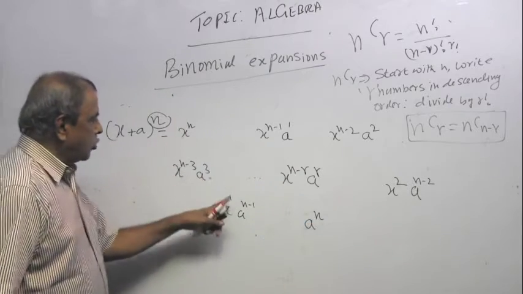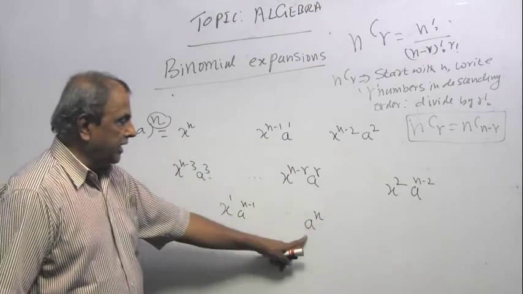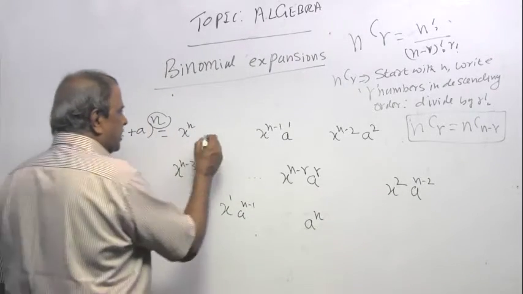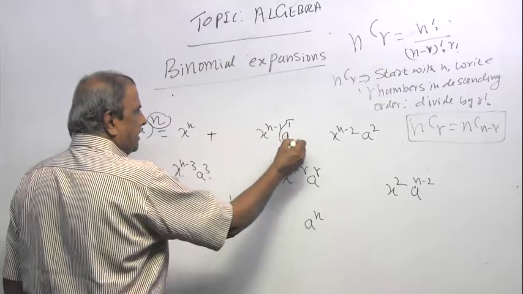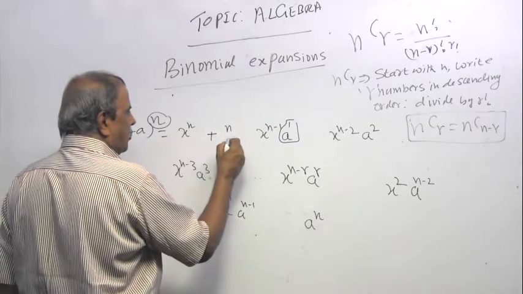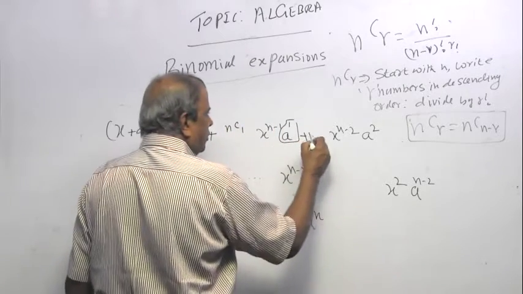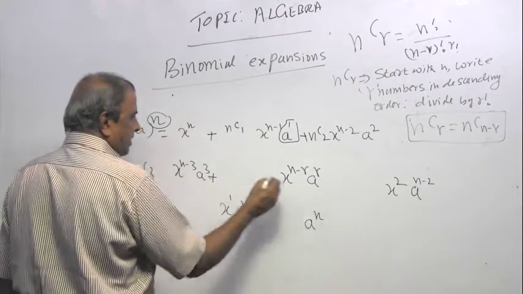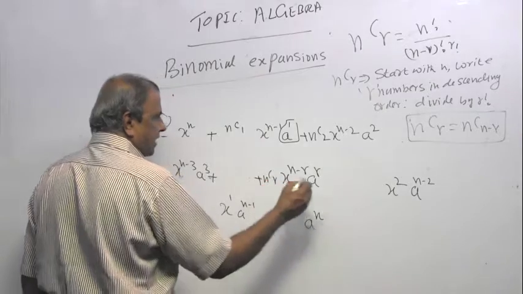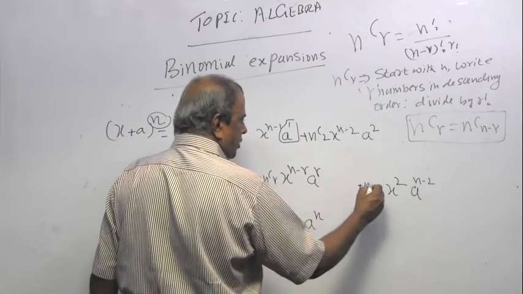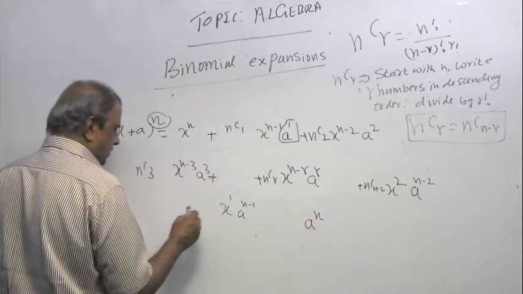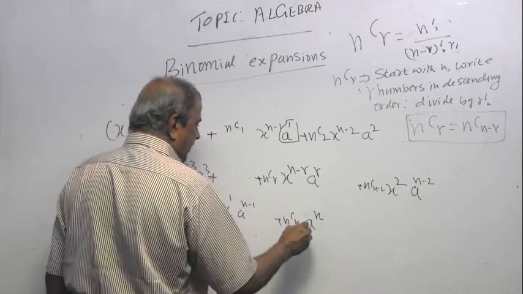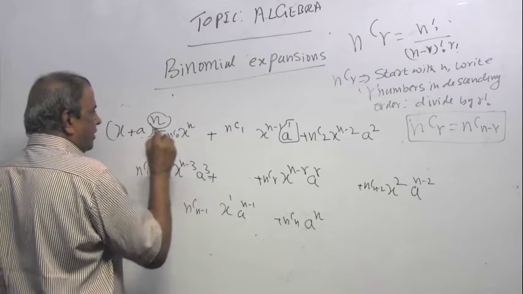Look, n to 1, there are n terms. I've got an extra, so there will always be n plus 1 terms. The coefficients are very simple. They depend upon the power. If the power is 1, it is nC1. If the power is 2, nC2. If the power is 3, nC3. If the power is r, nCr. If the power is n minus 2, nC(n minus 2). If the power is n minus 1, nC(n minus 1). If the power is n, nCn. If the power is 0, nC0.